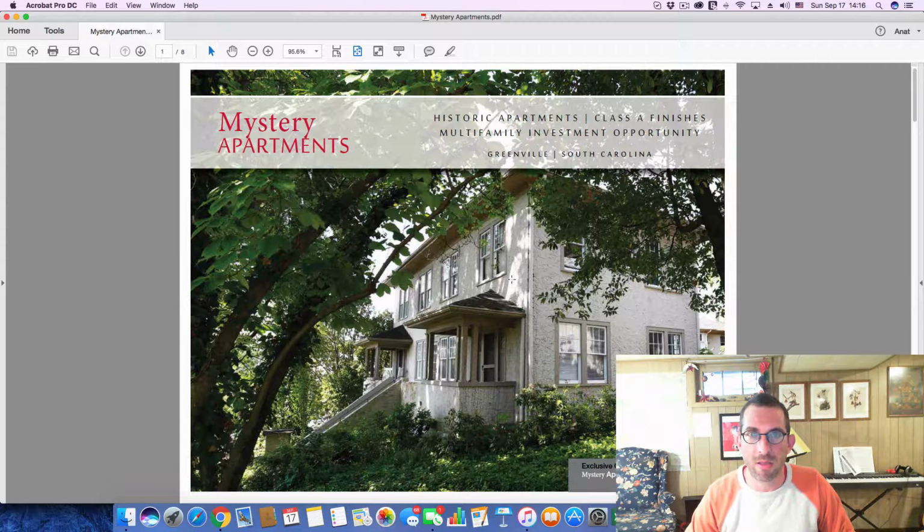I was doing some sleuthing around during the week, and I ran into this offer for a 12-unit apartment building somewhere in Greenville, South Carolina. But the broker would neither say what the asking price is nor what the cap rate was that he was assuming.